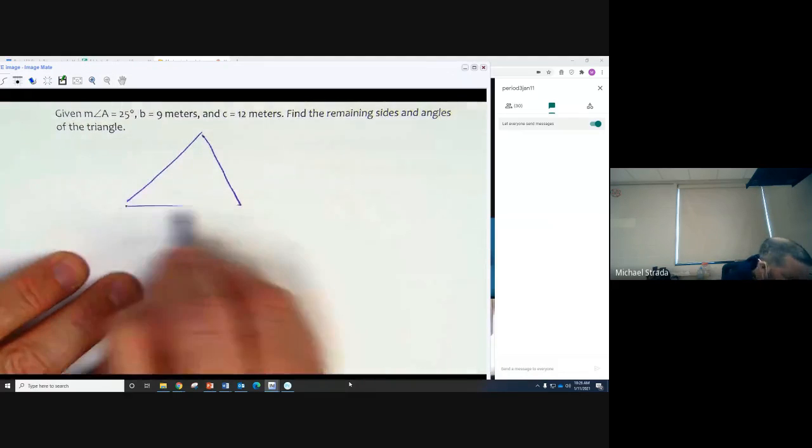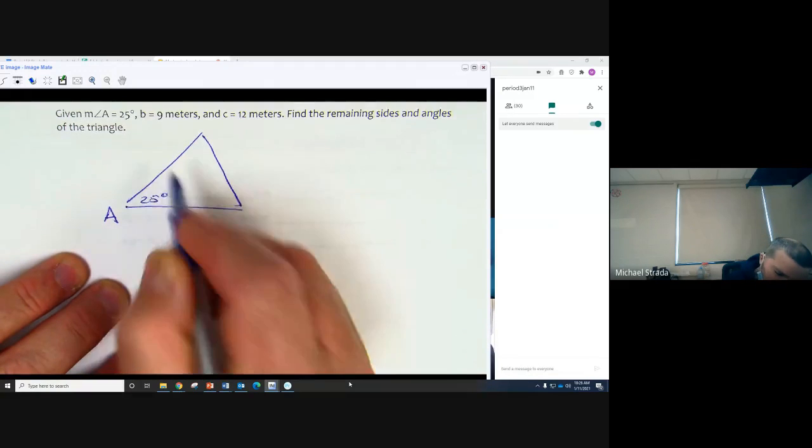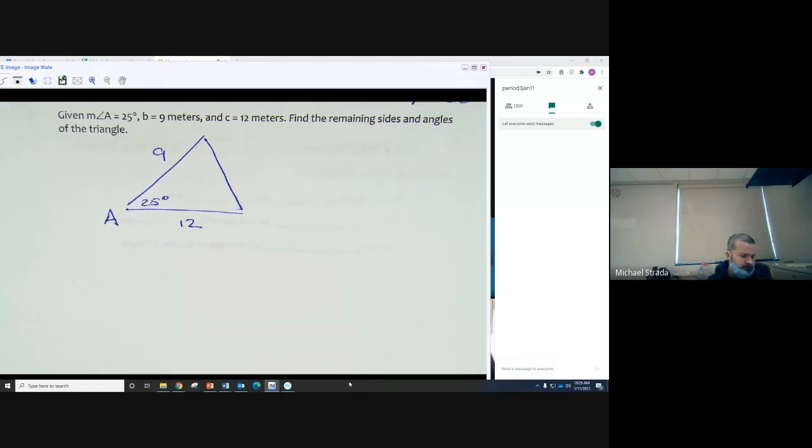Okay, so again, I draw my triangle. All right, I can put A there and make that 25 degrees. And then B and C are the included sides, so 9 and 12. Again, they are interchangeable. Now I'm going to use the standard form since they're giving you the angle itself. When they give you side, side, side, you use alternative form. When they give you two sides and the included angle, you're going to use standard form.